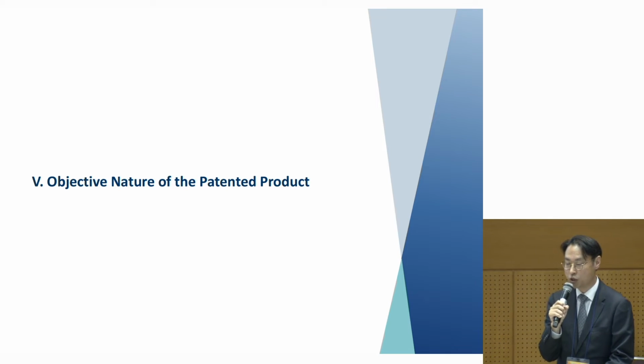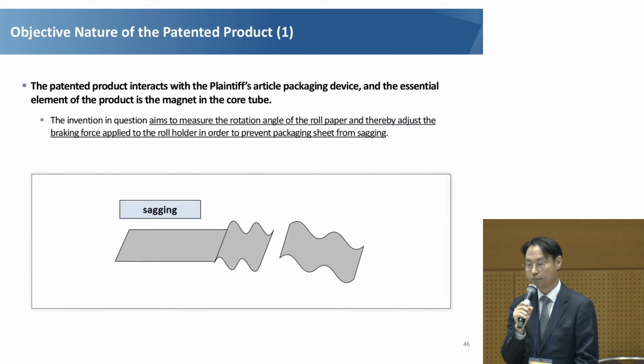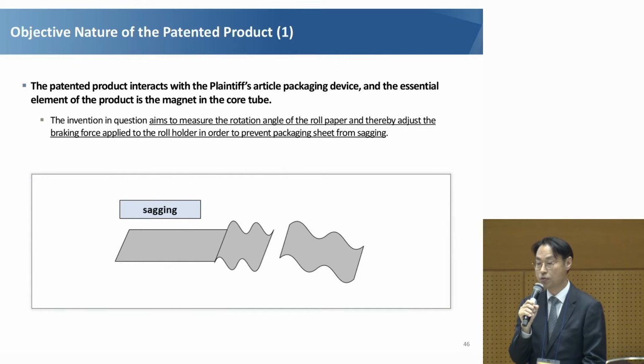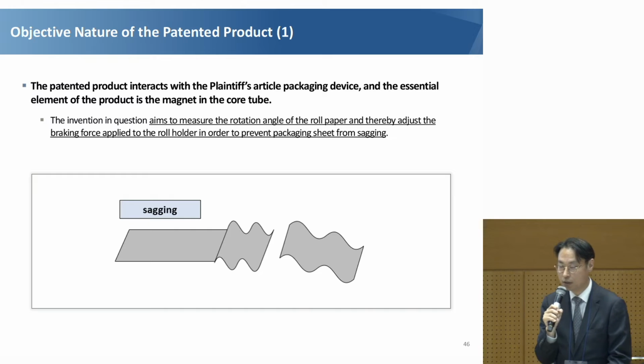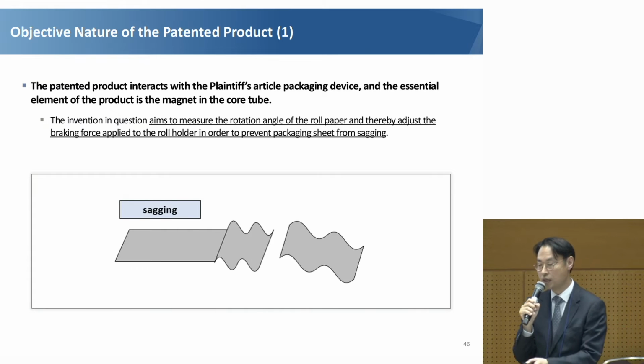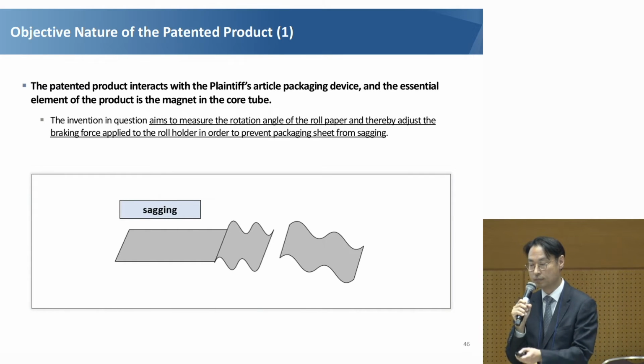So, the objective nature of the patented product. The patent aims to measure the rotation angle of the roll paper and thereby adjust the braking force applied to the roll holder. Otherwise, the packaging sheet would be sagging like this picture.